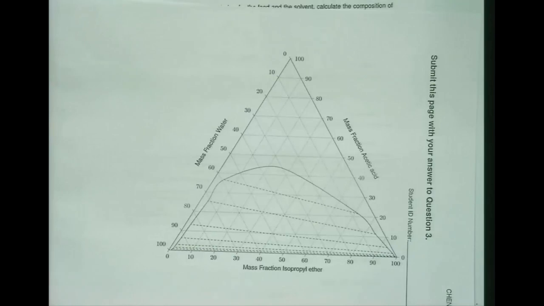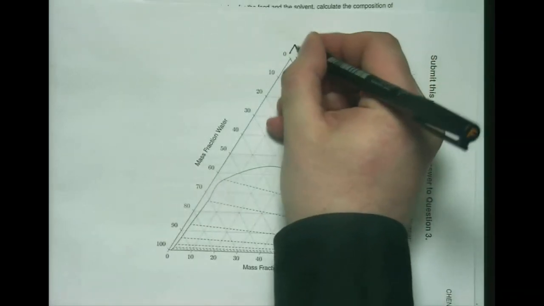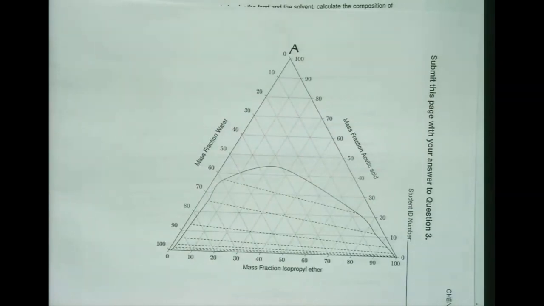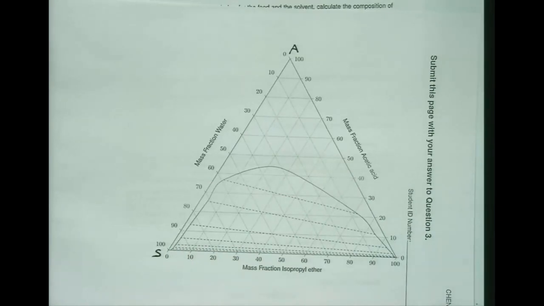So here's the Turner diagram that we're provided with. I know what helps a few people is if the first thing you do is have a look at the axes and think, well, what do my corners mean? If we look at the mass fraction of acetic acid, it's increasing up here, so our acetic acid, our A, must be at this top point. Our mass fraction of water is increasing towards the bottom corner, so this must be our solvent, and our mass fraction of isopropyl ether is increasing across the bottom, so that must be our pure carrier in that corner.